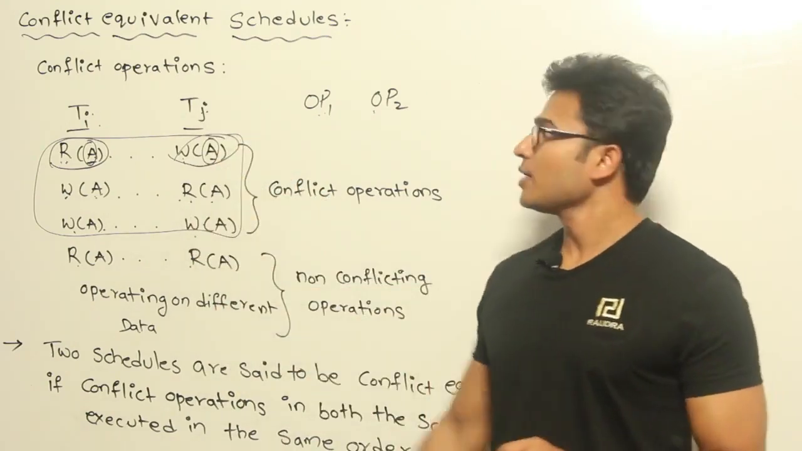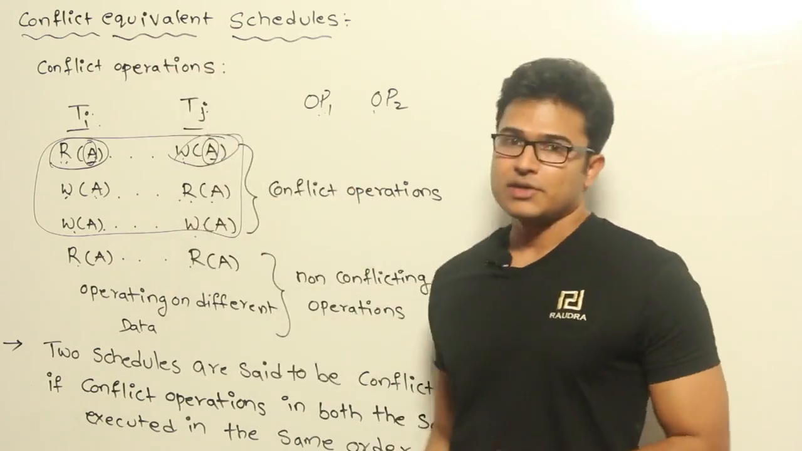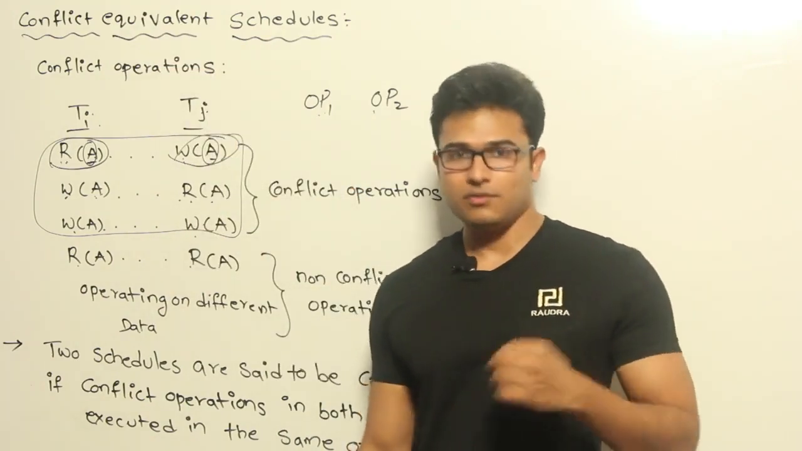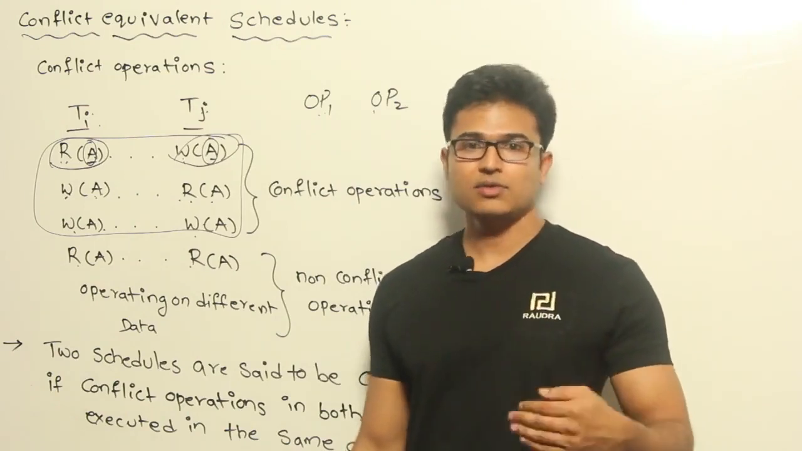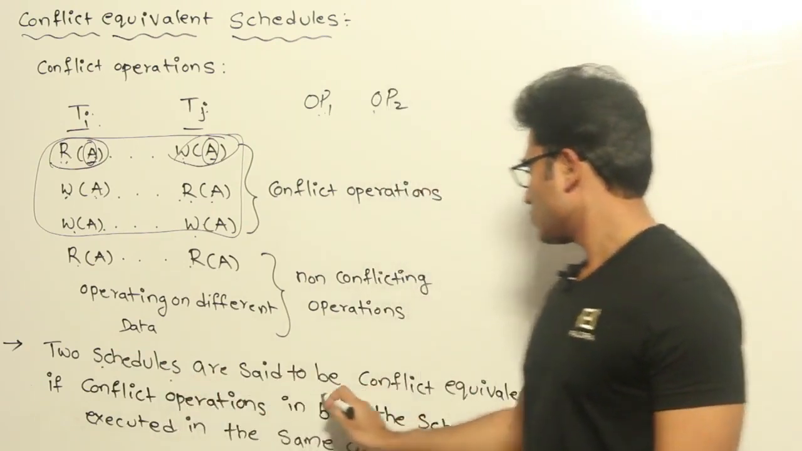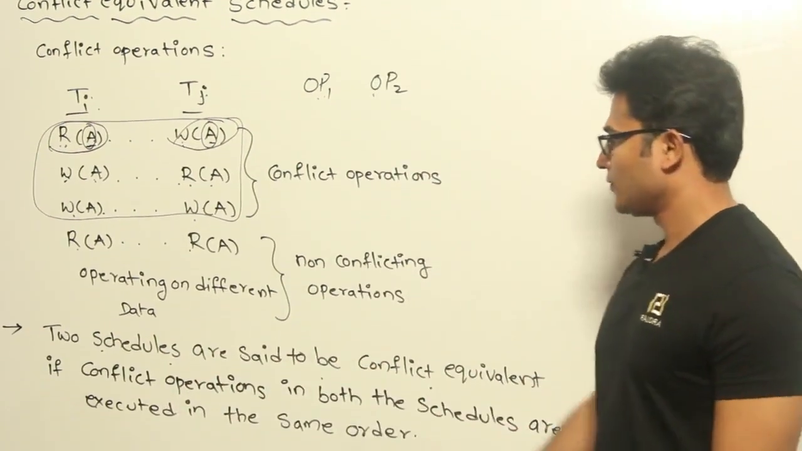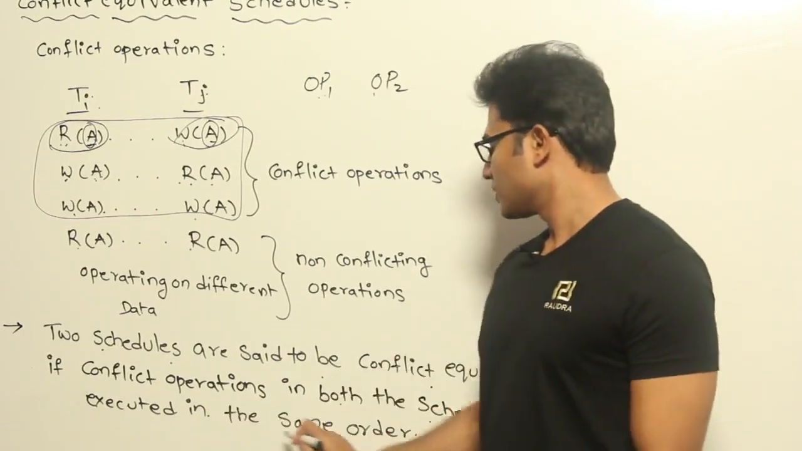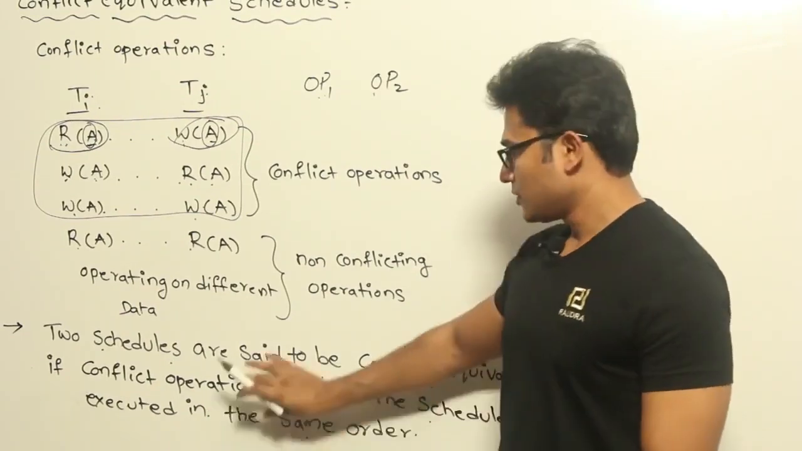Now to talk about conflict equivalent schedules, you have to identify all the conflicting actions, and then you should order them. Two schedules are said to be conflict equivalent if the conflicting operations in both of the schedules are executing in the same order. I'll explain this with an example.